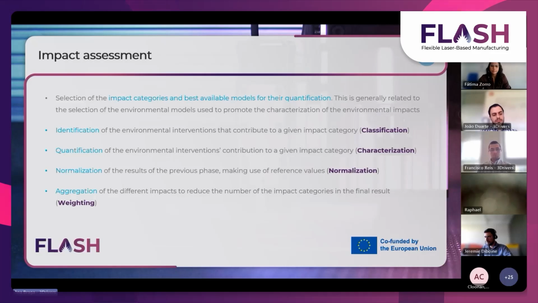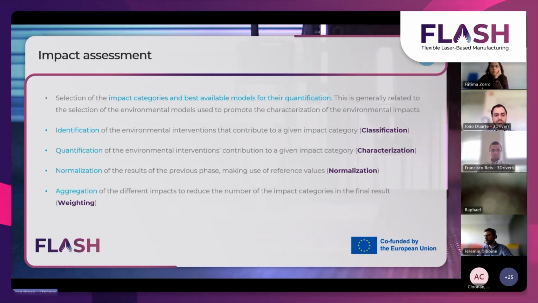So we have the identification of the environmental interventions that contribute to a given impact category, so this classification. We also have the quantification of the environmental interventions' contribution to a given impact category, the characterization. Here the characterization first step is important because we have each impact category as a unit. For example, climate change can be kilos of CO2 equivalent, or water consumption can be cubic meters, for example.